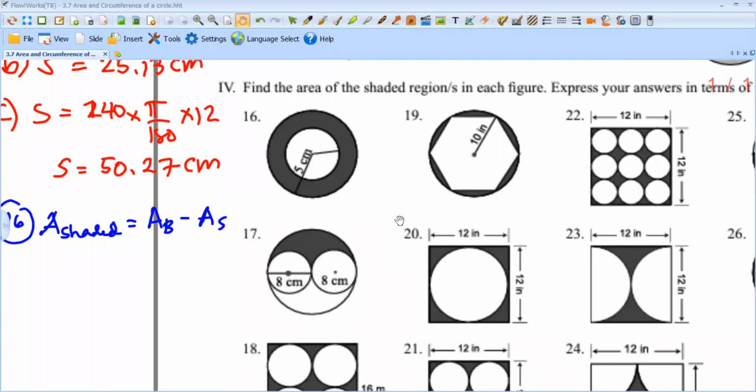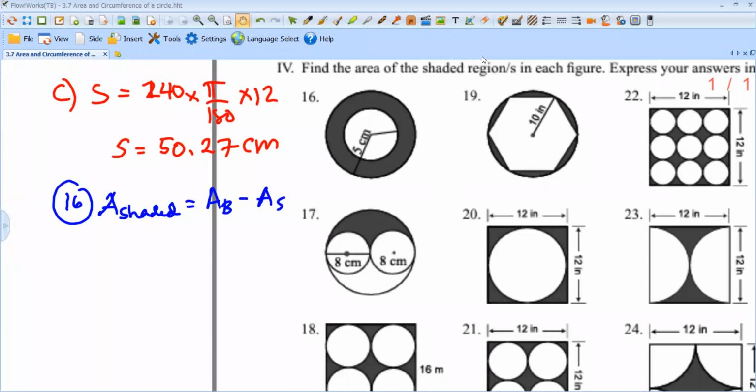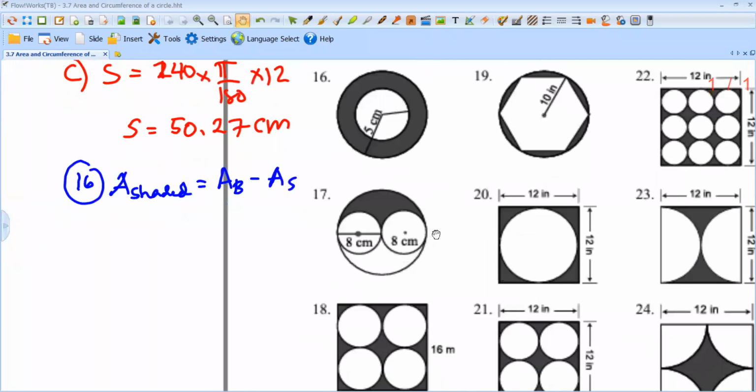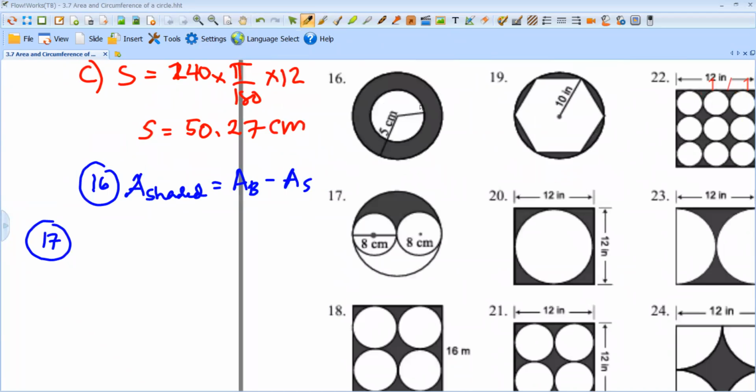Okay, so let us go to number 17. So here we don't have any given on the other radius. So this should have two because the area of the bigger minus area of the smaller, right? So it should be like that. So we cannot get the area of the shaded. Number 17. So the value of this is 8 centimeters.